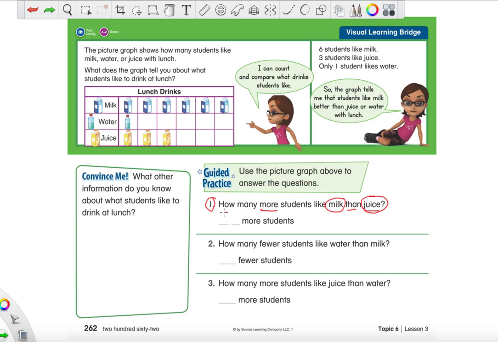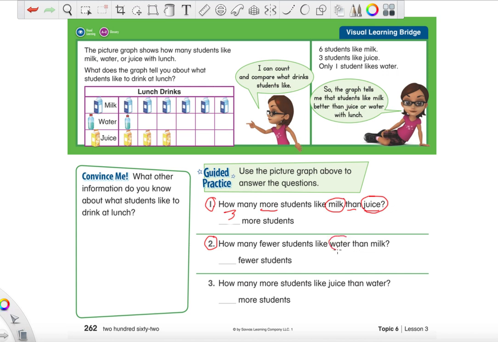So our answer is 3. All right, does that make sense? I'm hoping so. Let's read number 2. How many fewer students like water than milk?